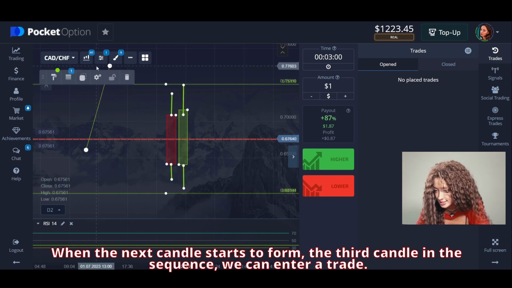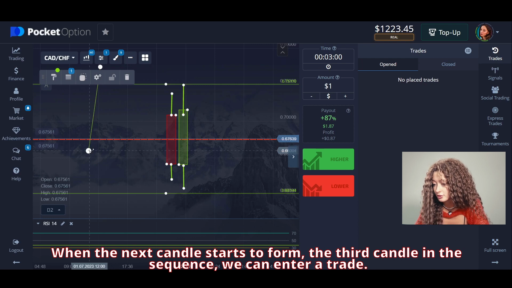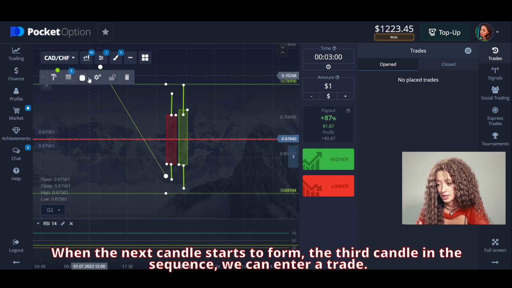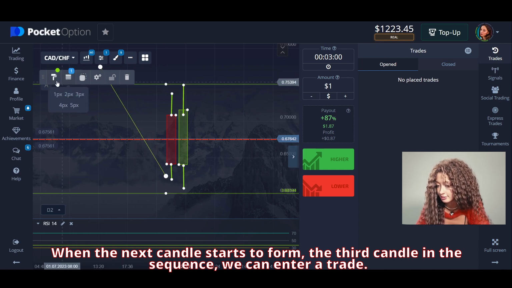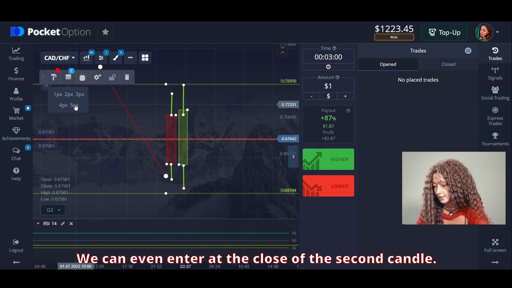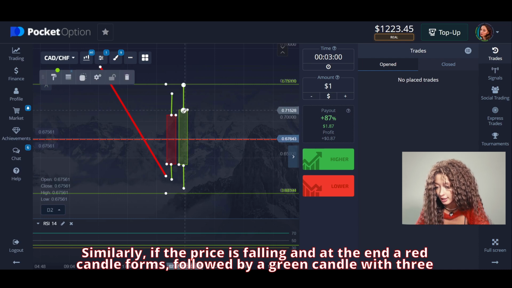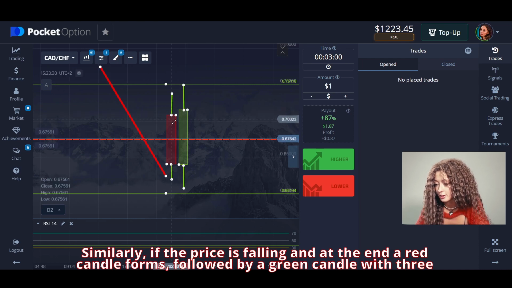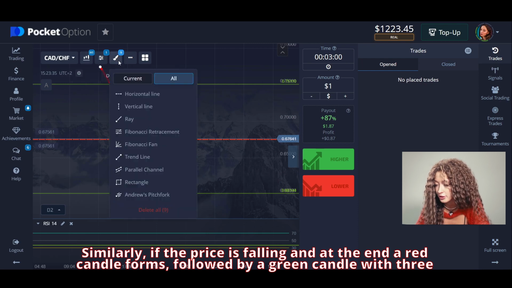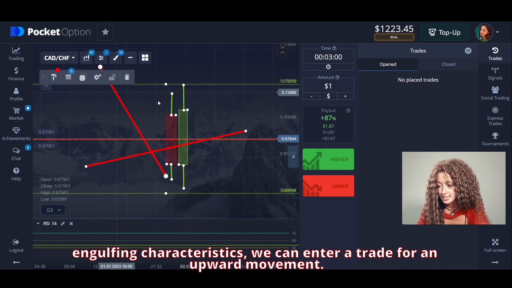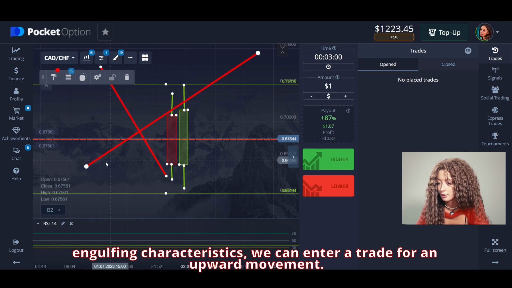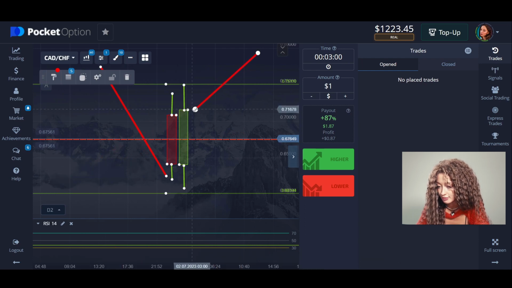When the next candle starts to form, the third candle in the sequence, we can enter the trade. We can even enter at the close of the second candle. Similarly, if the price is falling and a red candle forms, followed by a green candle with engulfing characteristics, we can enter a trade for an upward movement.